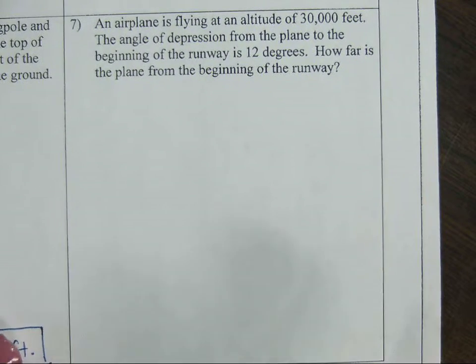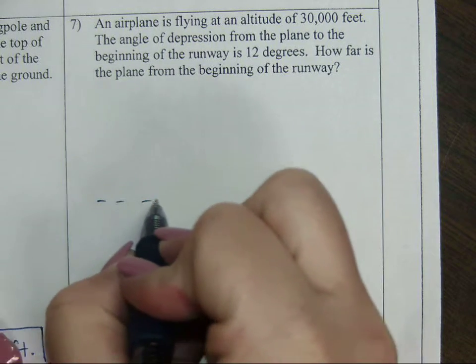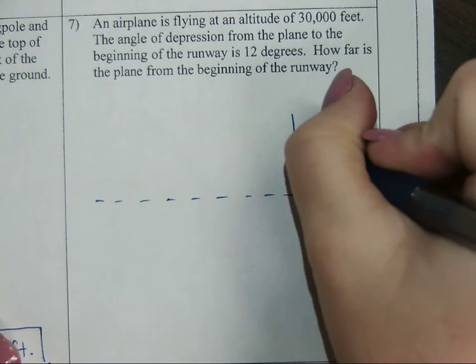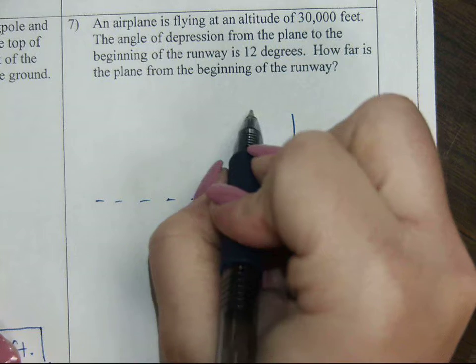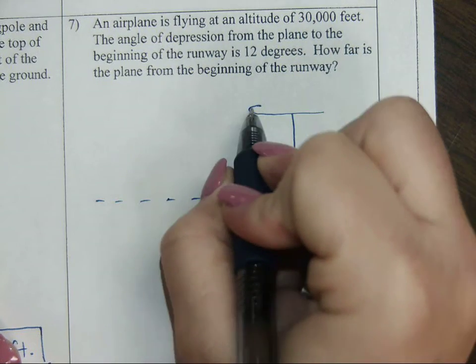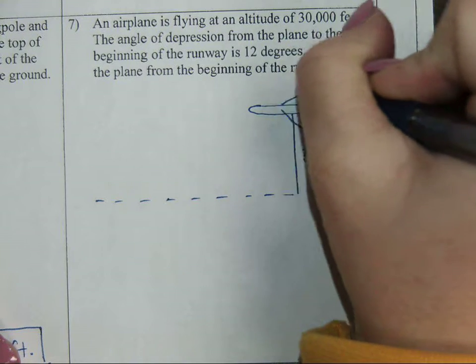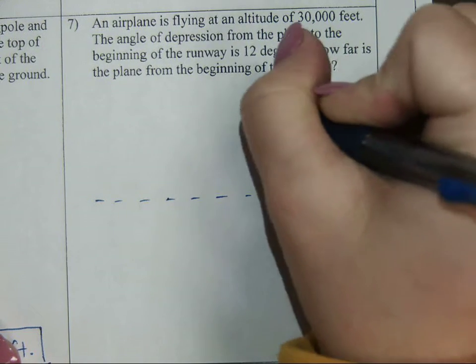Now your final example is an airplane is flying at an altitude of 30,000 feet. Altitude is the height above the ground. So again, none of these are really to scale. So that would be 30,000 feet, and that would be my airplane. I draw horrible airplanes. So here's my airplane.